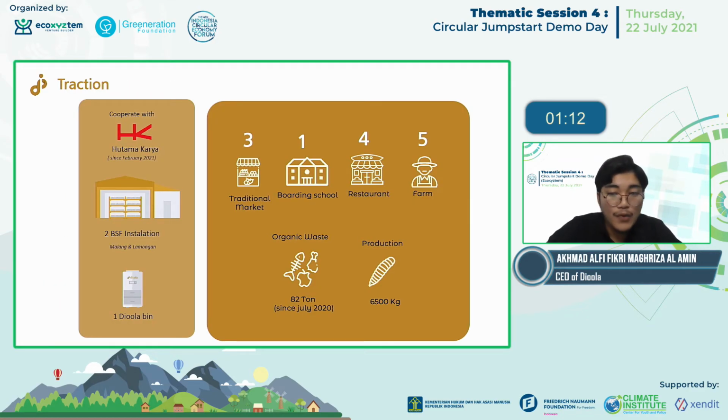Here's our traction so far. We are already cooperating with Utama Karya, one of BUMN, that we will implement their development in their rest area in Trans Sumatra Tolls Highway. We have two BSF installations and we have one developing. And so far, we are already converting 80 tons of organic waste.